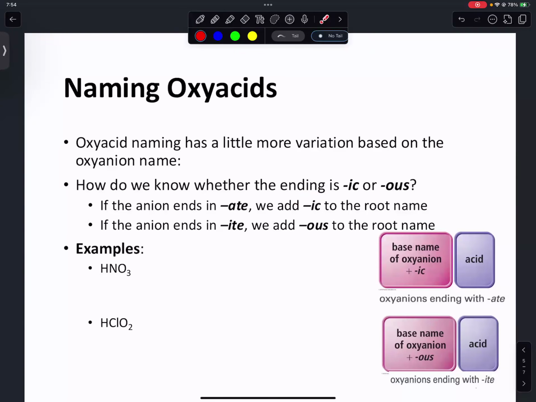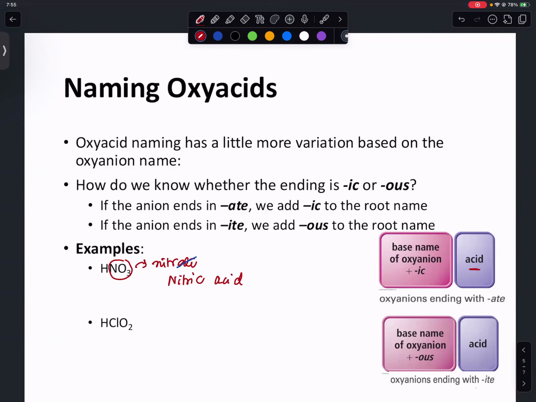So here is the rule: we start with the base of the oxyanion. For example, let's take this example. We have here nitrate as my oxyanion. Instead of nitrate, we will drop the ate at the end and convert it to ic, so it becomes nitric. And then we will add the word acid, so nitric acid.